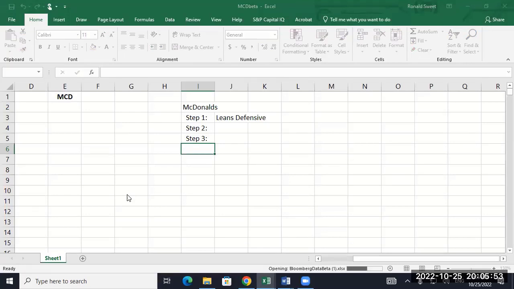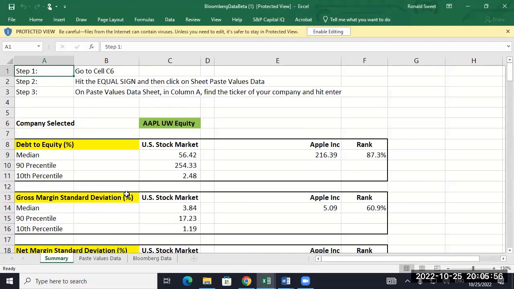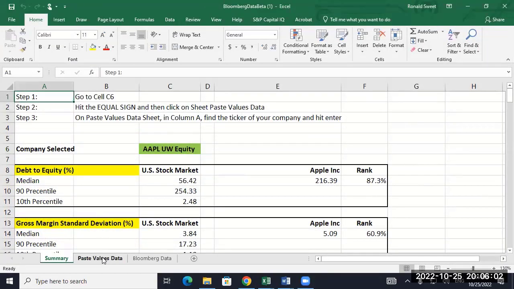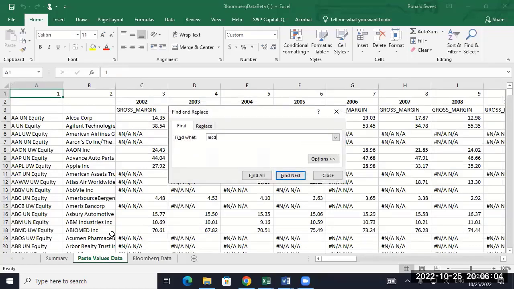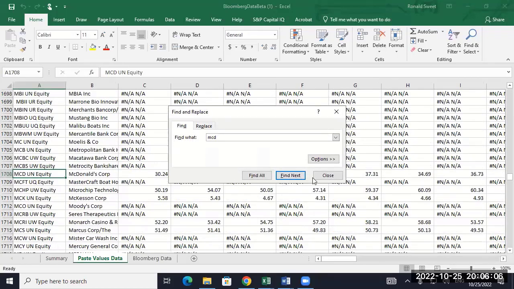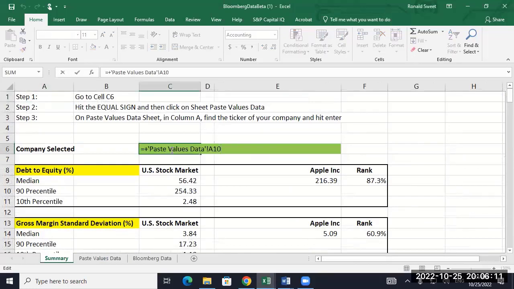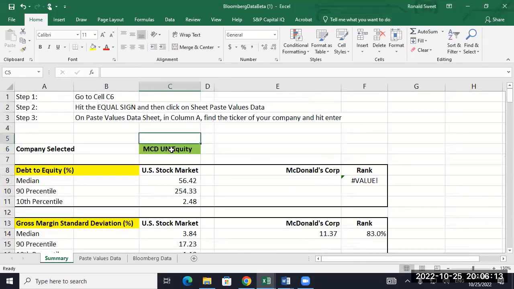So when you bring up this model, the first thing you should do is go find your stock on the second page. And then I'll explain what I'm doing here. So go find your company. Make sure you got them, 1708. And if you want to, you can just type that number in. So I got my number.